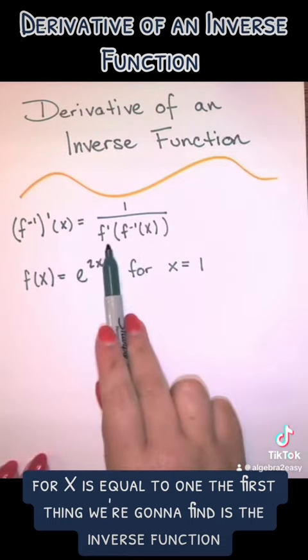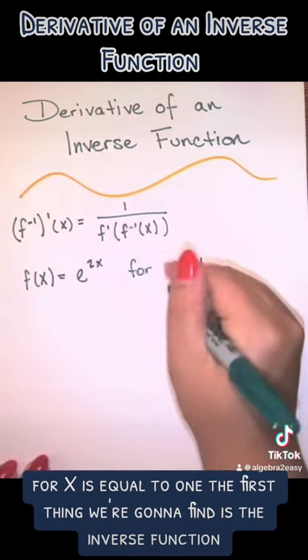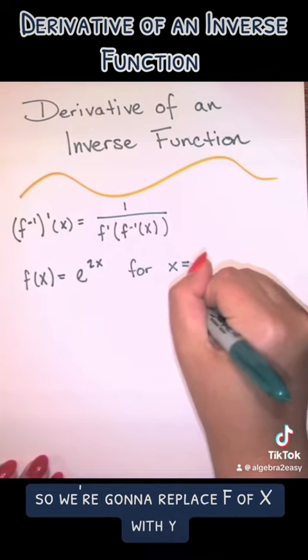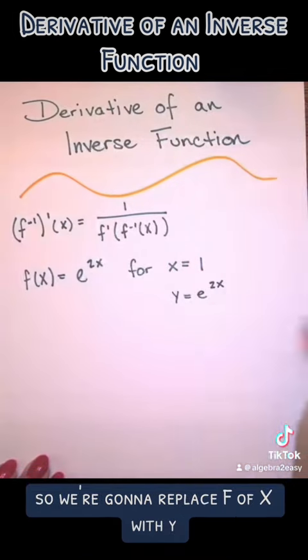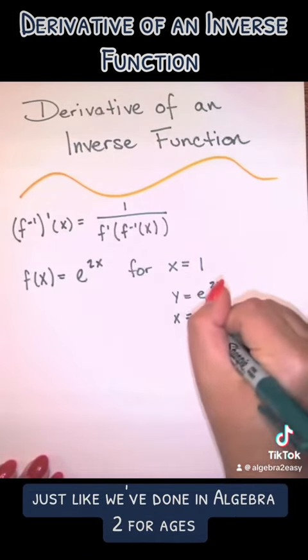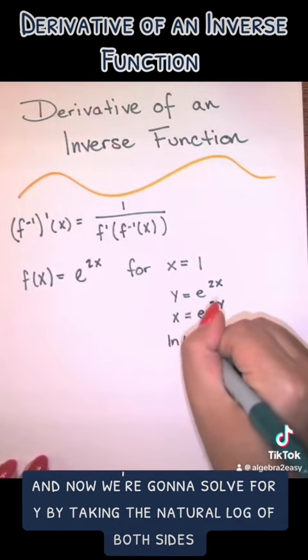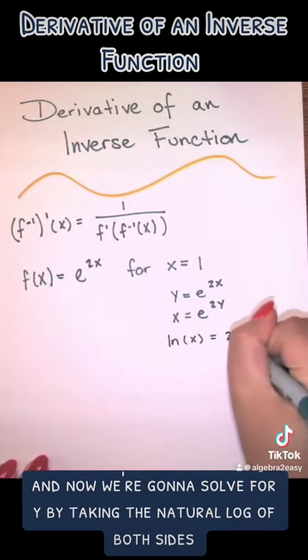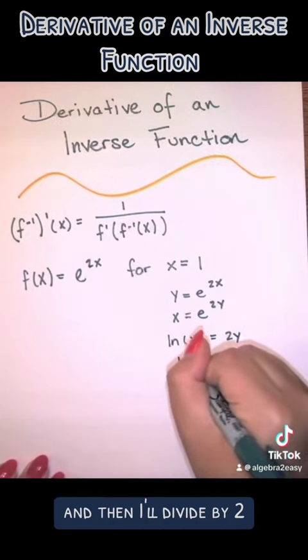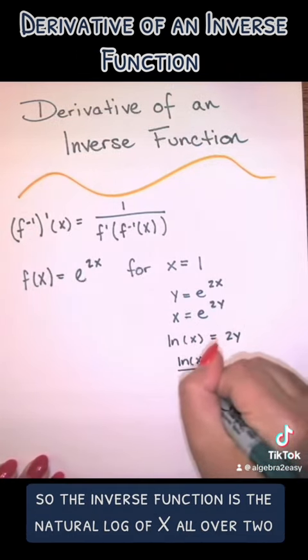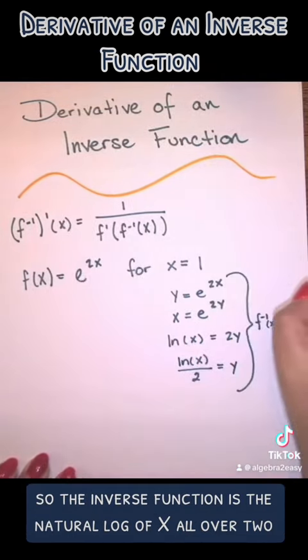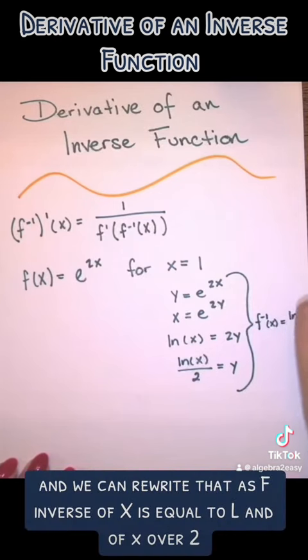The first thing we're going to find is the inverse function. So we're going to replace f of x with y, just like we've done in Algebra 2 for ages. And then we're going to switch x and y. And now we're going to solve for y by taking the natural log of both sides, and then I'll divide by 2. So the inverse function is the natural log of x all over 2. And we can rewrite that as f inverse of x is equal to ln of x over 2.